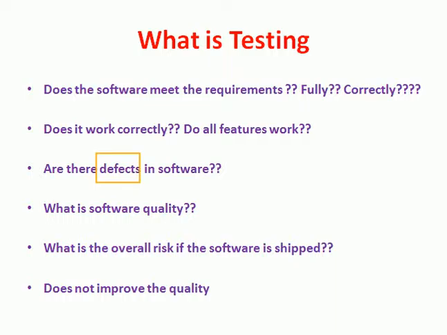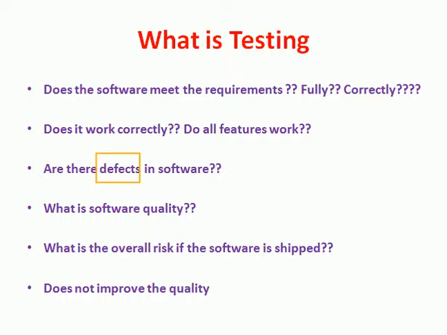So in the presence of a defect, the user will not be able to do their particular work. They will not be able to use that particular feature. So it becomes important that defects are reported to the developers, and developers take actions to remove those defects, and then again the software is tested and then shipped to the users.